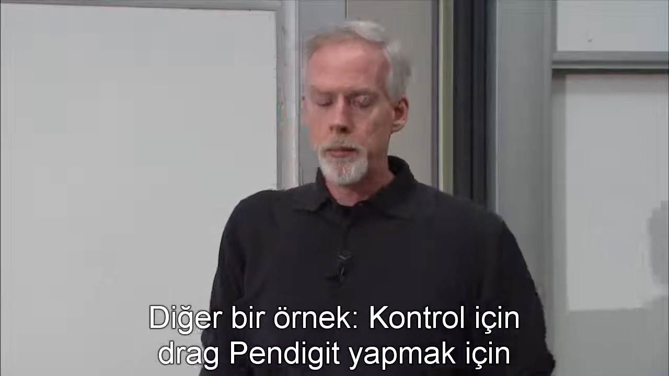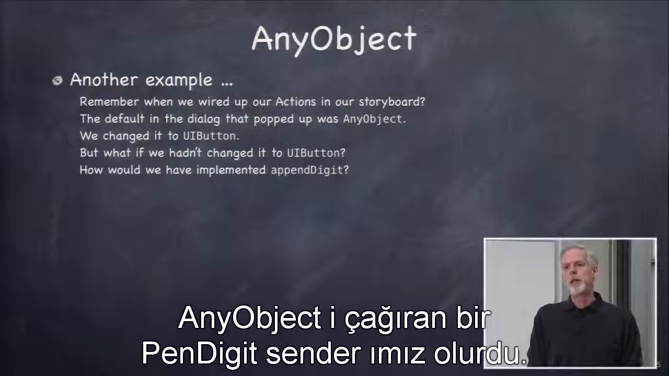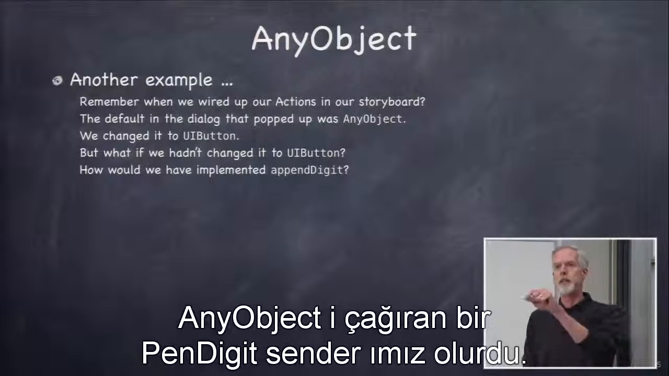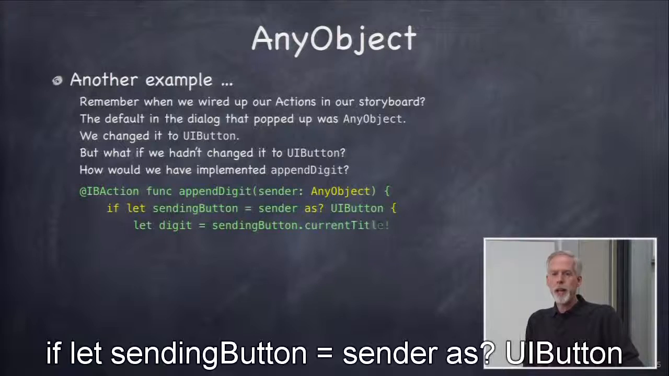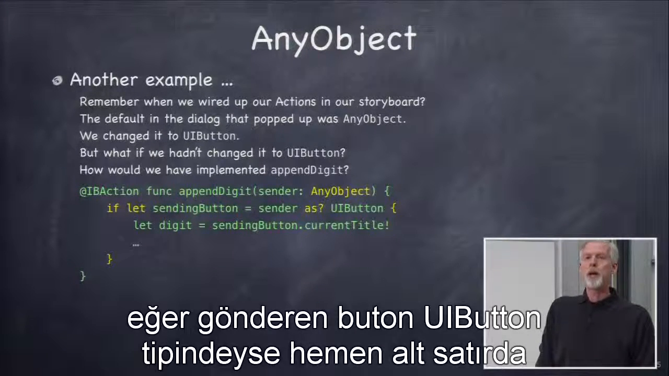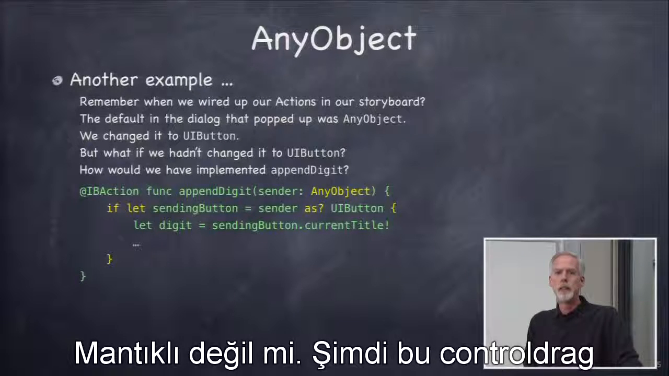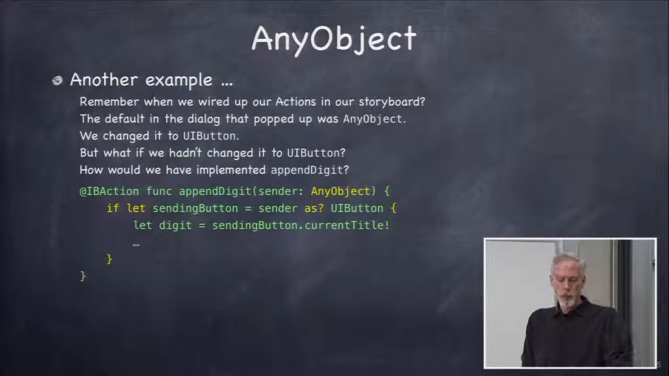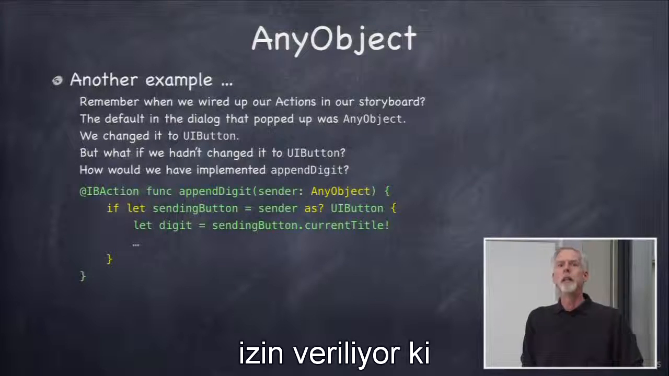Another example of AnyObject and where it appears. If we hadn't changed, when we control-dragged to make appendDigit, what if we had left it AnyObject? Okay, so we had appendDigit sender: AnyObject. How could we have dealt with that? Well, we just would have said, if let sendingButton equal sender as? UIButton, then do what we do. Let digit equal sendingButton.currentTitle!, et cetera, et cetera. Make sense? But we didn't want to put that extra if let, and I hadn't taught you about as, so that's why I said be sure to put that thing UIButton. All right?